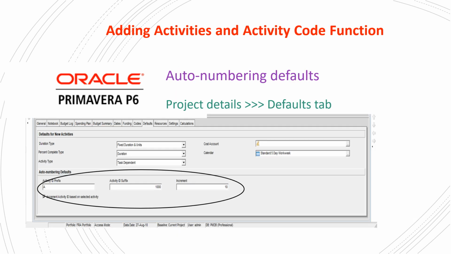Adding activities and activity code function. Auto-numbering defaults, project details, defaults tab. Activity ID prefix, encircled A; activity ID suffix, 1000; increment, 10.